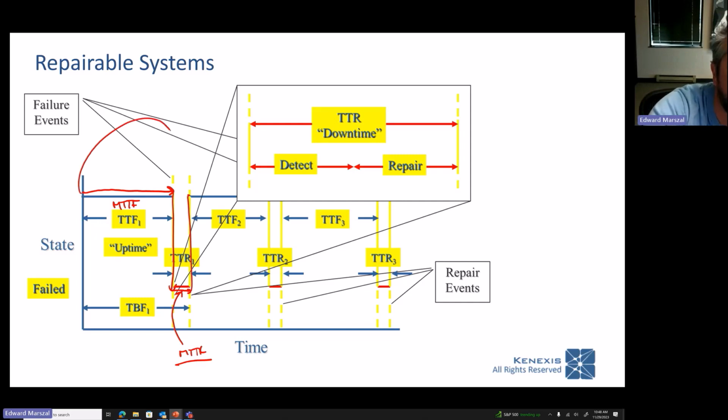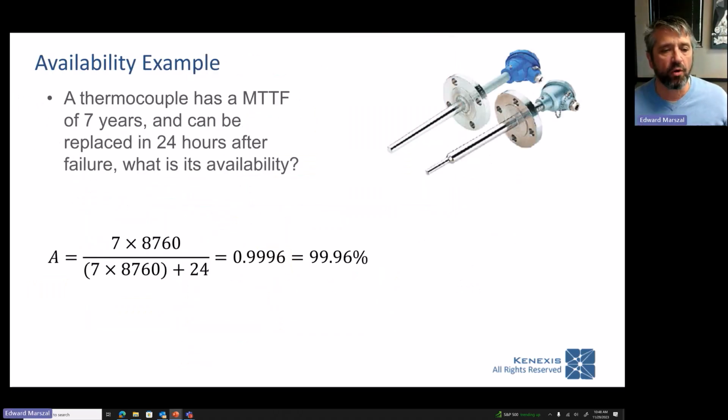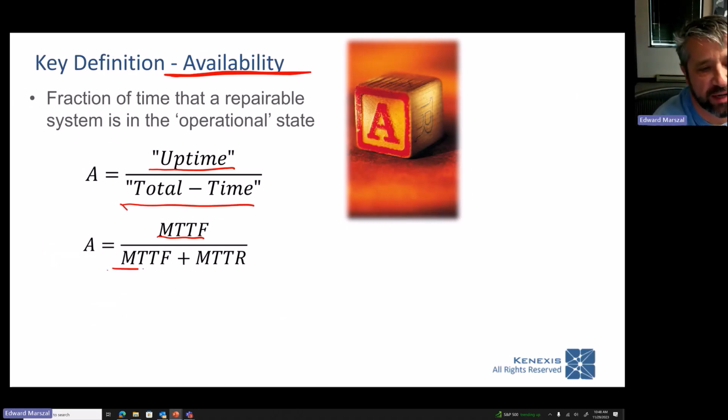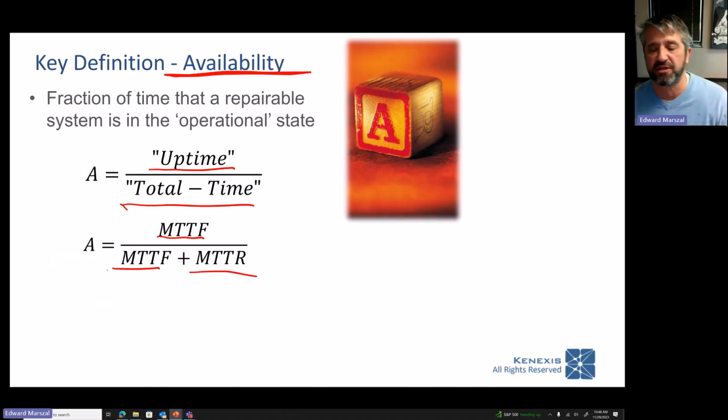So your total time is this entire cycle that includes the mean time to fail and also the mean time to restore. So that's why the total time is MTTF plus MTTR. So that's your definition for availability.